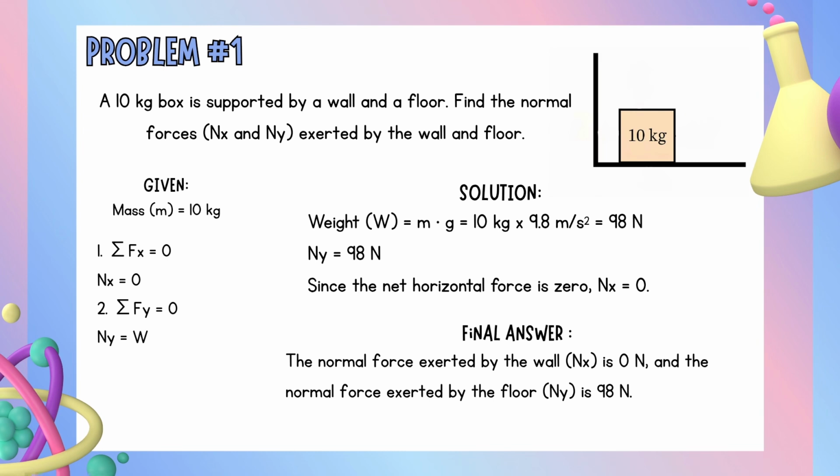In the horizontal direction, the box is simply resting against the wall. There's no force pushing it into the wall. Since the net horizontal force must be zero, the normal force exerted by the wall, Nx, is 0 Newtons. So, our final answer is: Nx is 0 Newtons, and Ny is 98 Newtons.